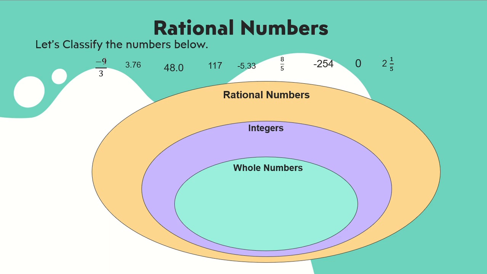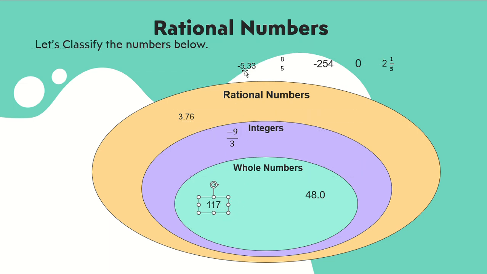And so in this case, it could be considered an integer. 3 and 76 hundredths. In this case, it has a decimal part, so we know it's going to be a rational number. Let's continue to look at some more examples. That 0 is just basically a placeholder, so it's basically just 48, which is a whole number. 117 will also be a whole number.